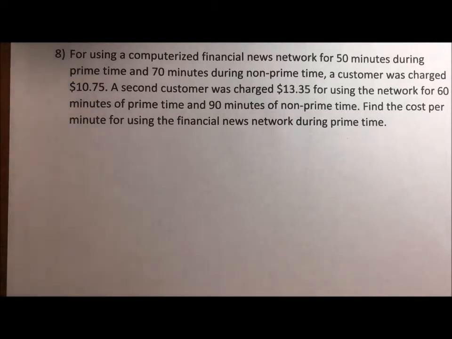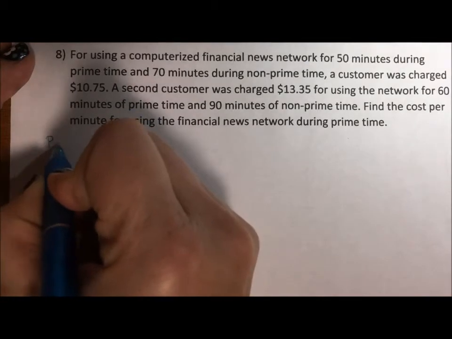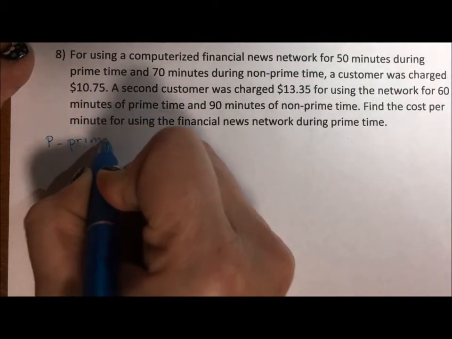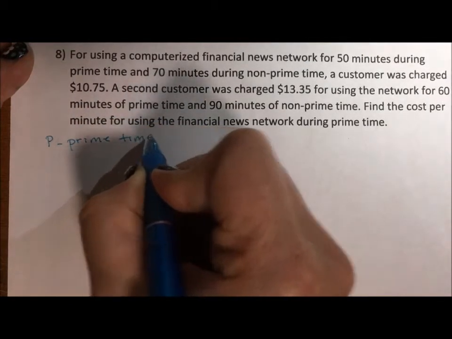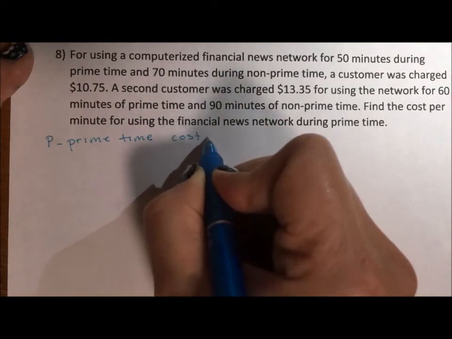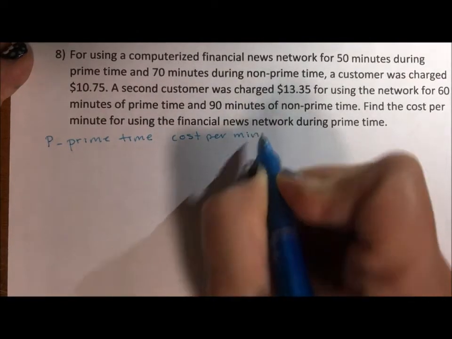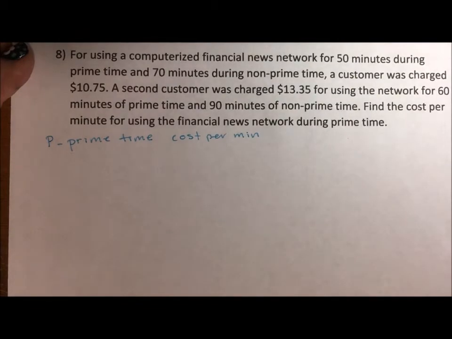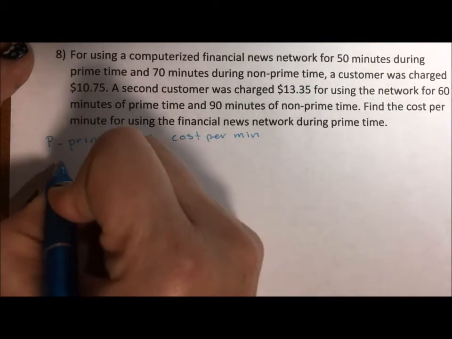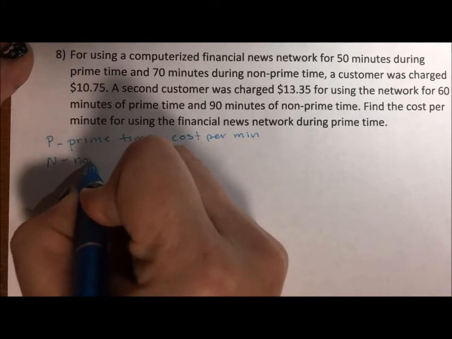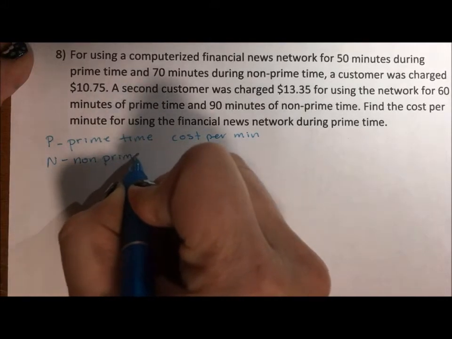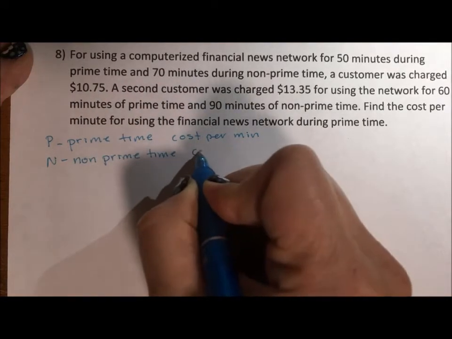For my next application problem, we are talking about a financial news network that charges different amounts for prime time usage and non-prime time usage. So I'm going to start by saying P stands for prime time, and it's the cost per minute. So P is how much they charge per minute of prime time usage. We're going to use N to be the non-prime time. And once again, this is the cost per minute.